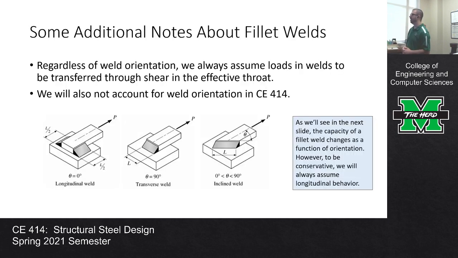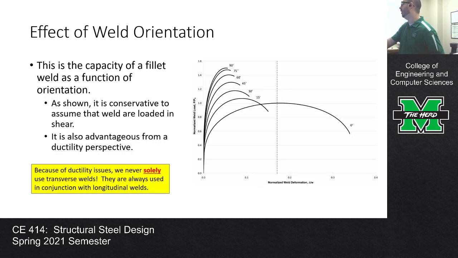One thing I will mention, just to sort of close out what we're talking about: regardless of weld orientation, we always assume that the loads are transferred in the effective throat through shear. So you can get different stresses in the welds based on the weld orientation. The welds on the left would be longitudinal welds. The welds in the middle would be a transverse weld. They're going to resist the load a little differently, and we'll touch on this a little bit more on Friday. But what you see when you load welds at different angles is that longitudinal welds have lower capacity, but they have much more ductility. So you never use a transverse weld by itself. And I'll probably highlight that again on Friday.